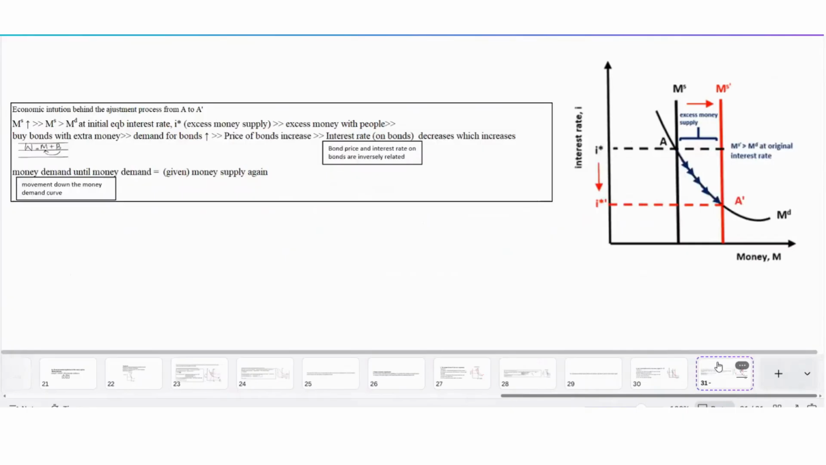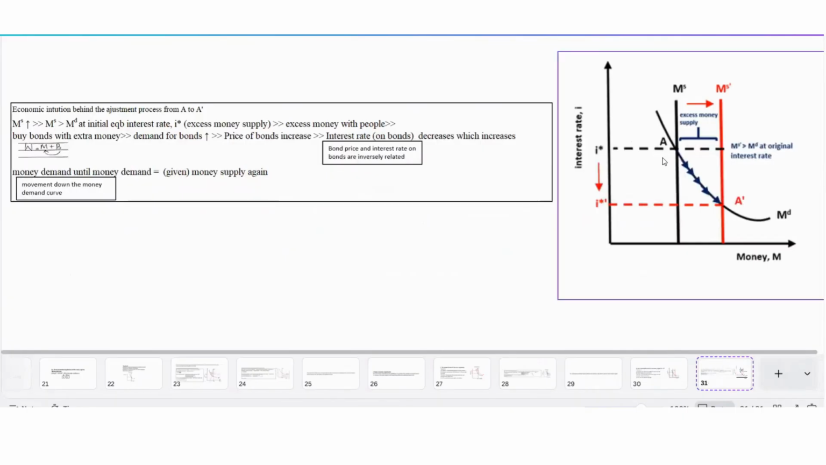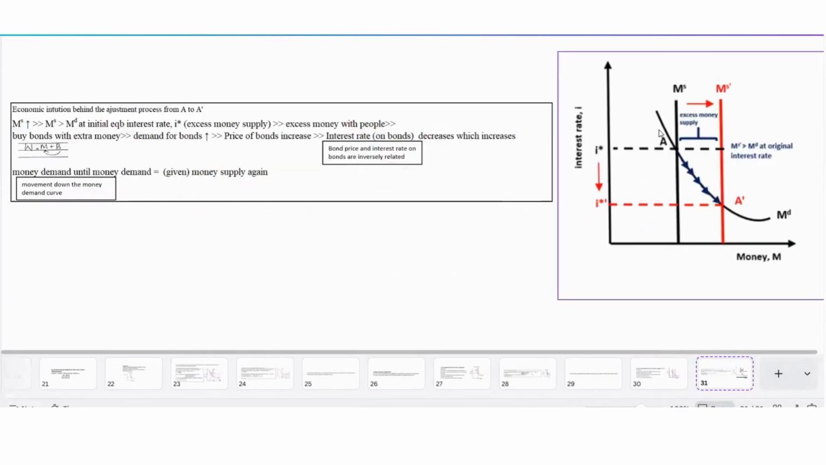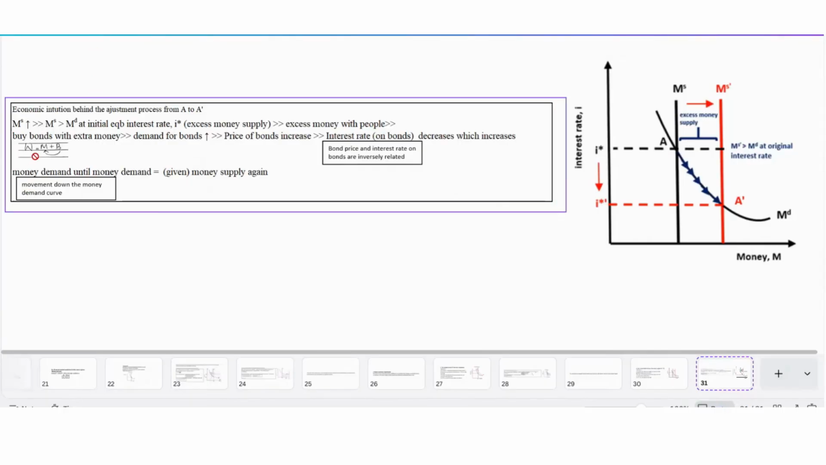But let's dive into detail into the economic intuition behind the adjustment process from A to A prime. So what happens is when money supply increases, now money supply is greater than money demand at the initial equilibrium interest rate I star. As we can see here, there's excess money supply. At this initial equilibrium interest rate I star, money supply is MS prime, money demand is still MD, right? And MS prime is greater than MD at the original interest rate. So we have excess money supply. So there's excess money with people. So they'll buy bonds with extra money.